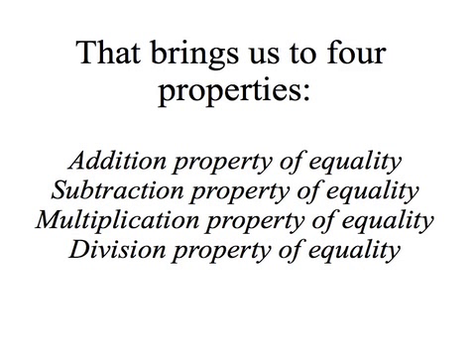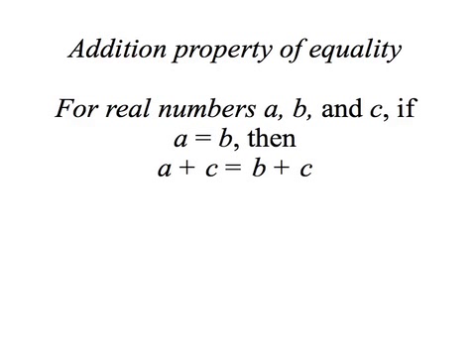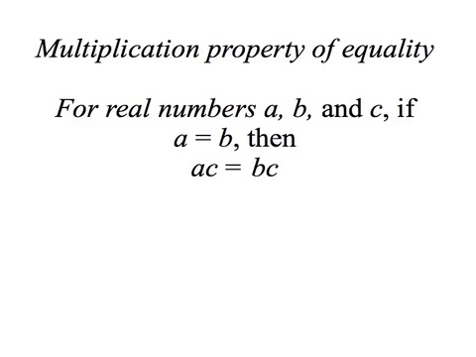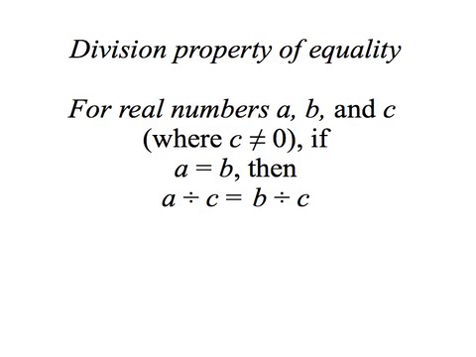Stated here. For any real numbers a, b, and c, if a is equal to b, then a plus c is equal to b plus c. That applies to addition. It also applies to subtraction. It also applies to multiplication. But for the division property of equality, c cannot be 0, because if it was, we'd be dividing by 0, and division by 0 is undefined.